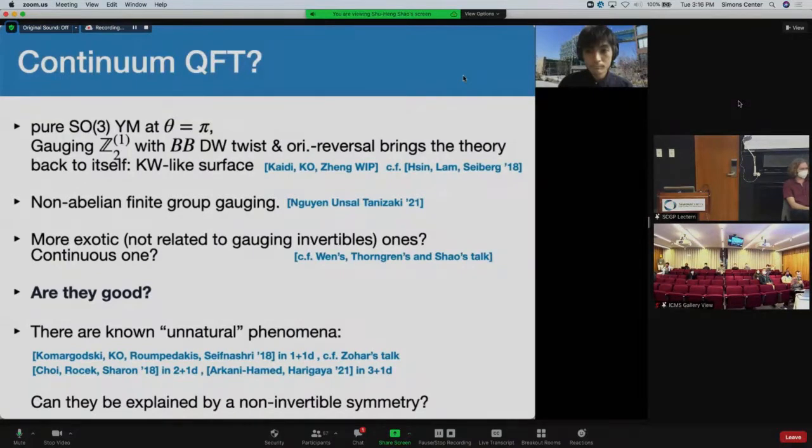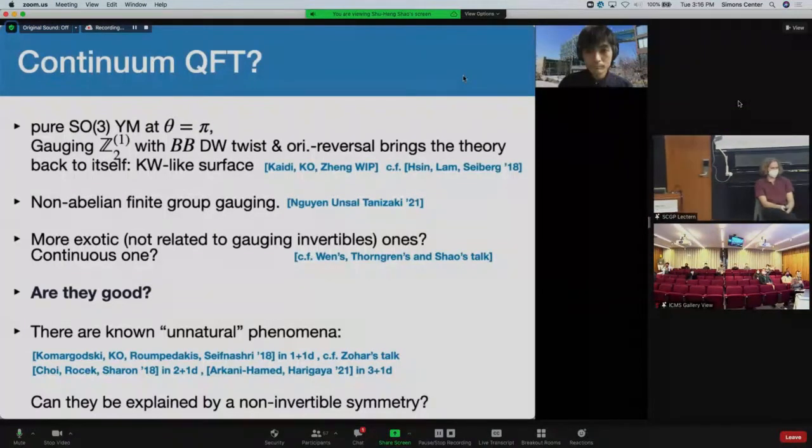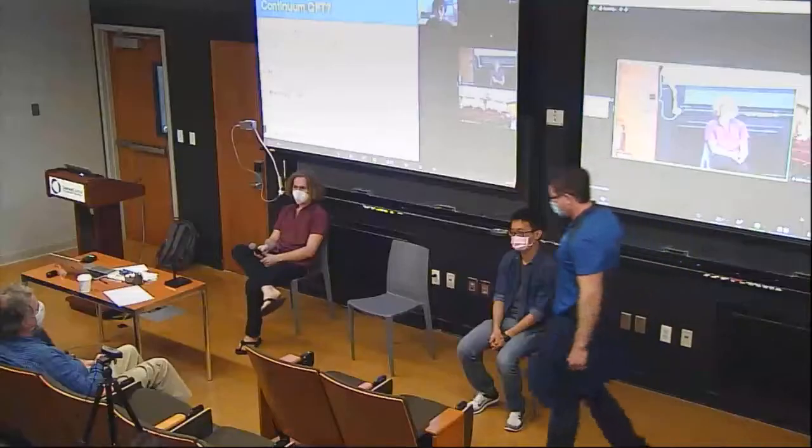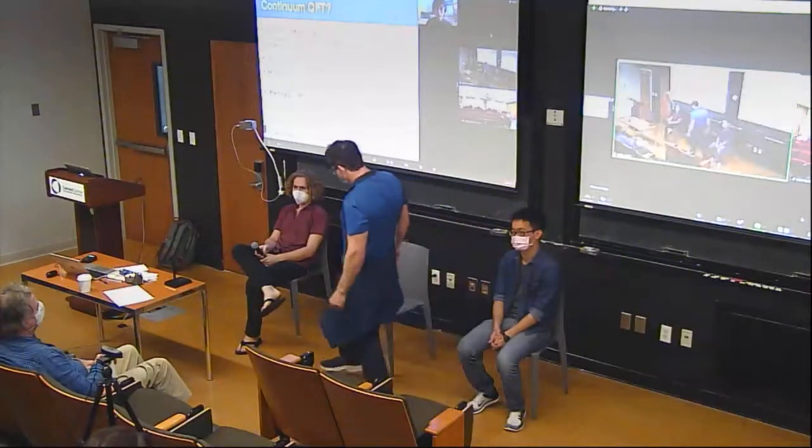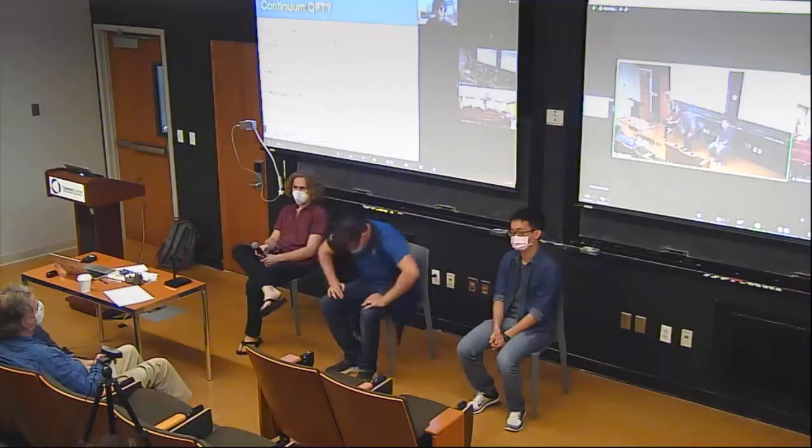I'm interested in this question of whether there are, in 4 dimensions, non-invertible symmetries that do not come via gauging, because the one we studied is also via gauging, and I don't know if you have thoughts about it.